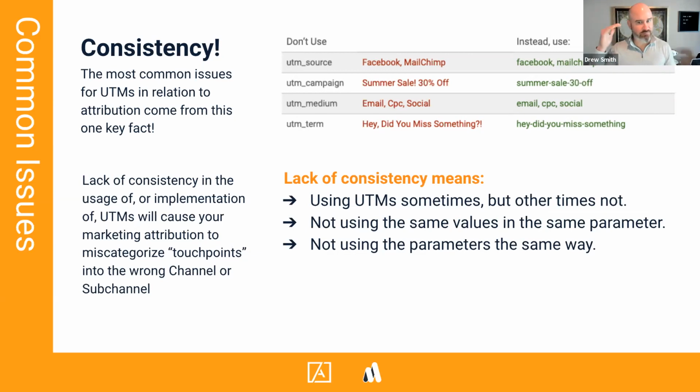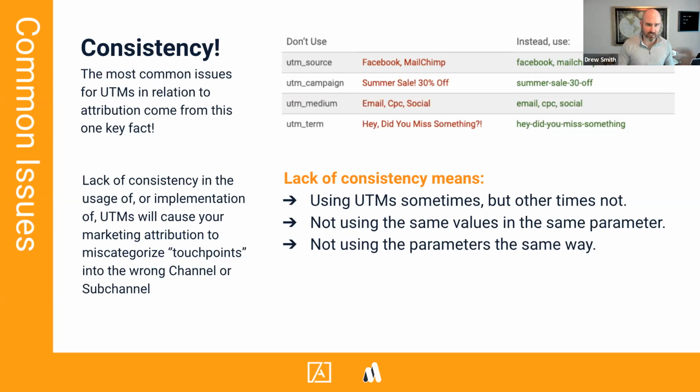Consistency. This is the most important thing when it comes to marketing attribution. I don't care if we're talking online channels or offline channels. Consistency. The most common issue that I see for organizations that have been on a marketing attribution platform for a year, 2 years, 3 years is a lack of consistency. They don't do things the same way every single time. So what do I mean by consistency? What I mean by consistency is using UTMs all the time. If sometimes you tag social media posts with UTMs and sometimes you don't, well, your attribution platform is going to get confused and probably miscategorize some of your touch points. If you don't use the same values every single time you're using that type of a medium or that type of a source, your marketing attribution platform is going to get confused and it's going to miscategorize those into the wrong channel or sub-channel.